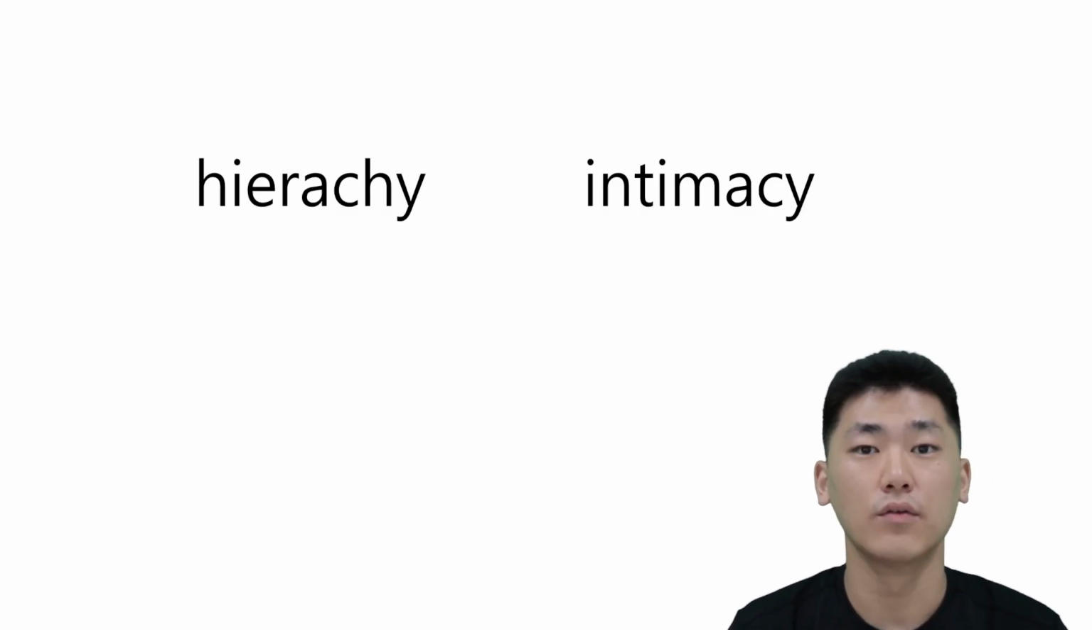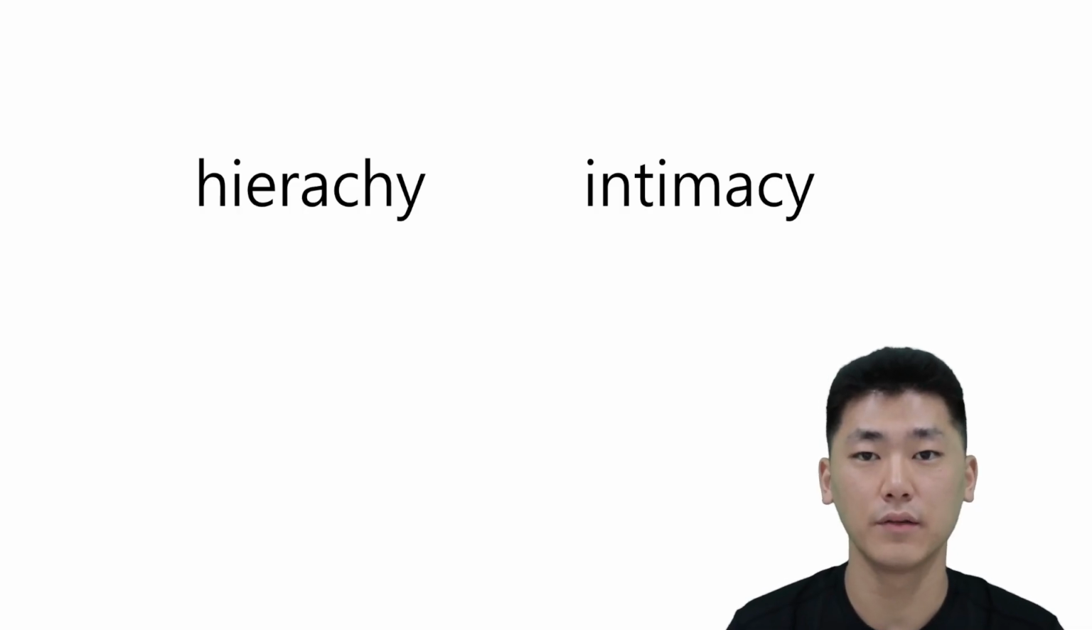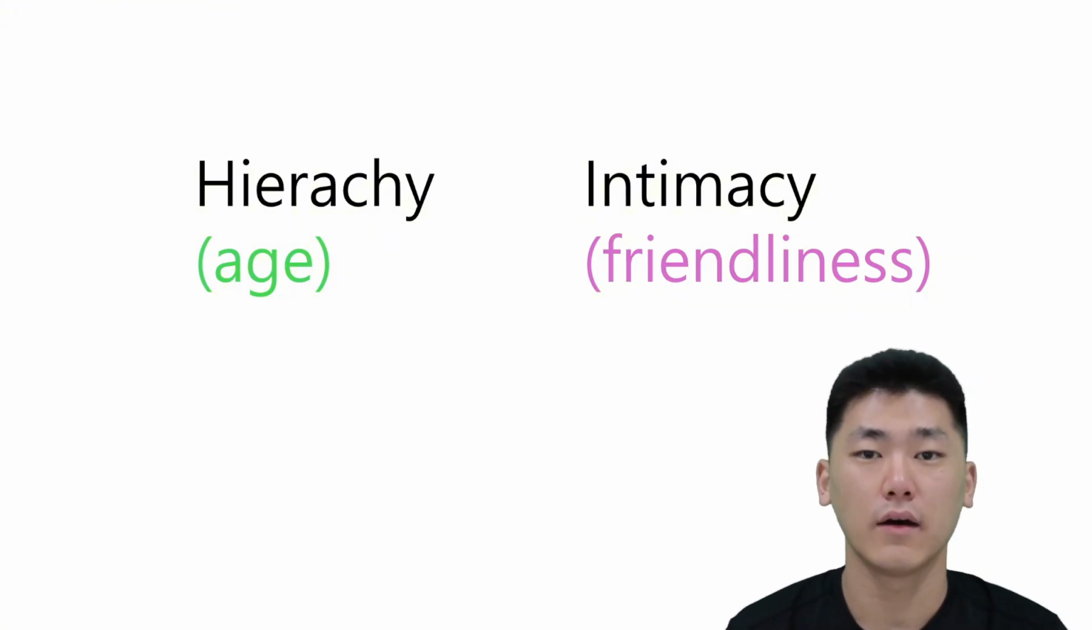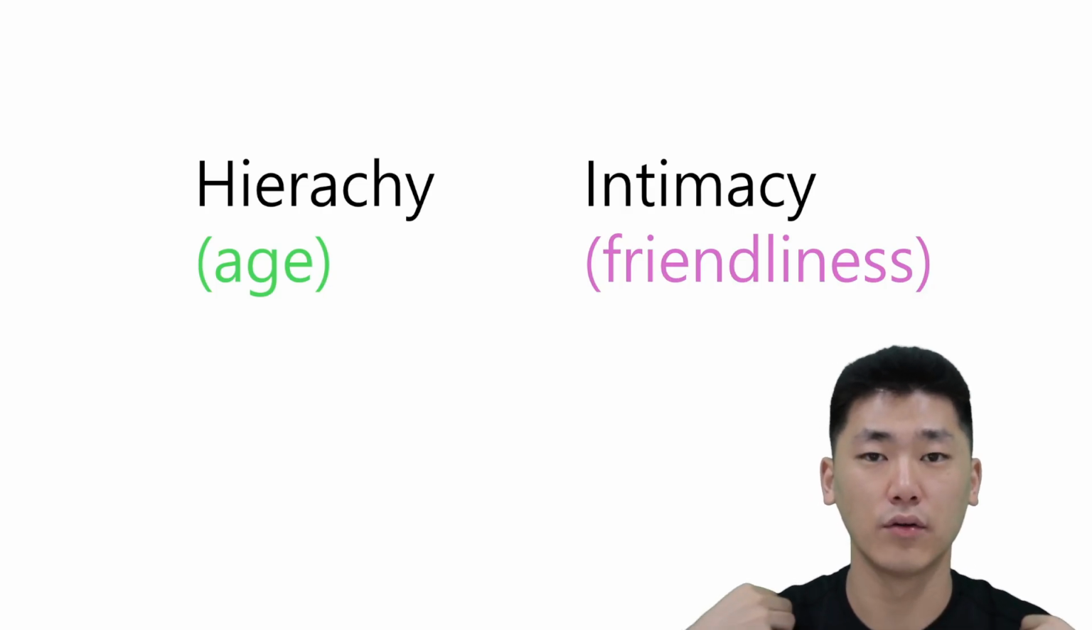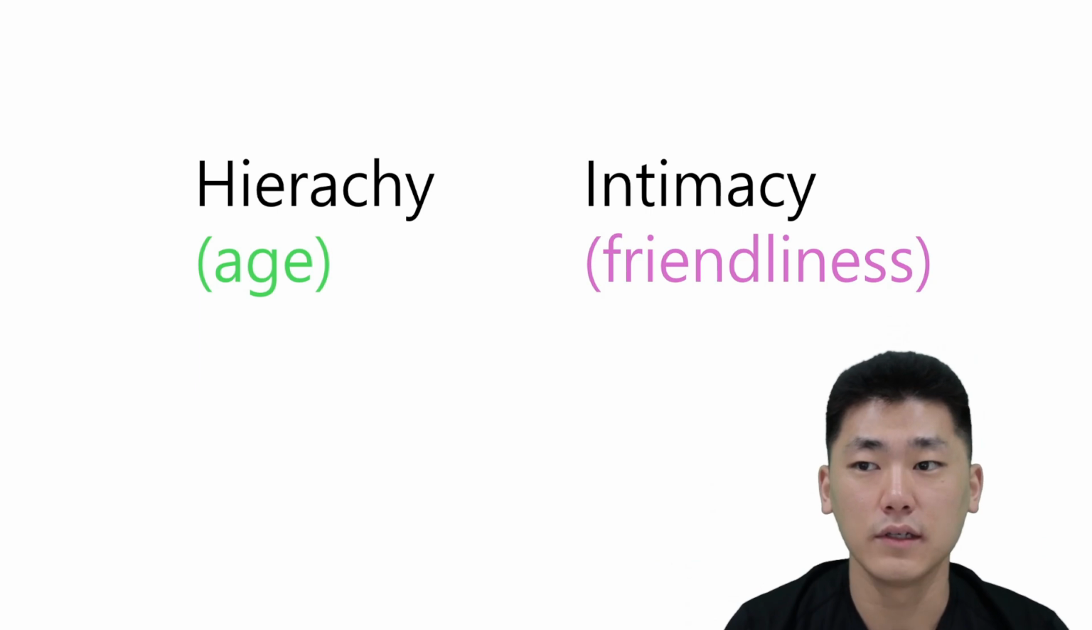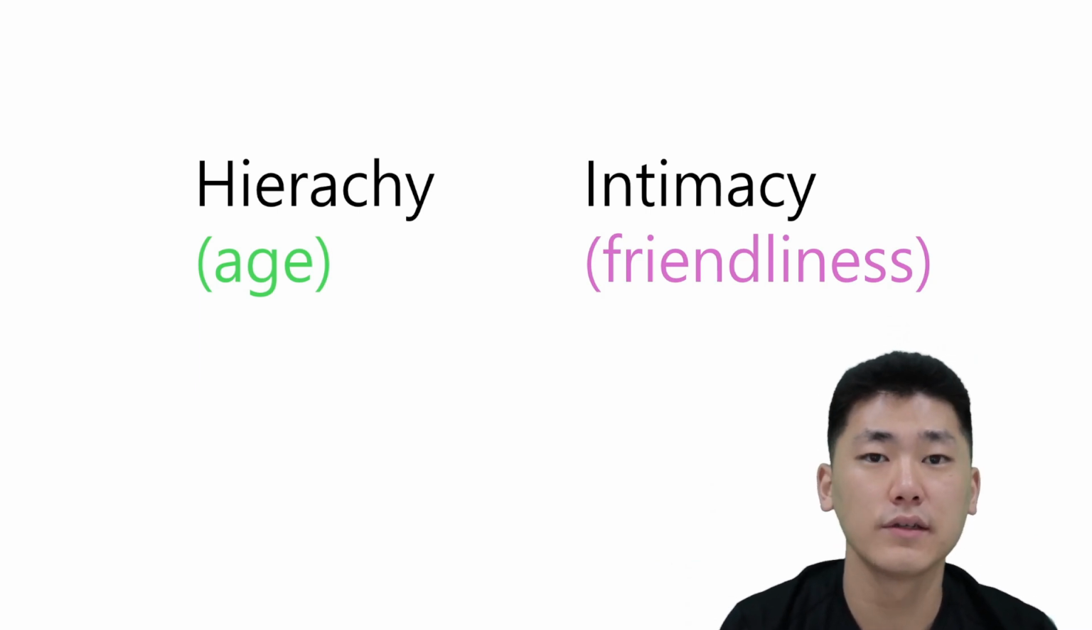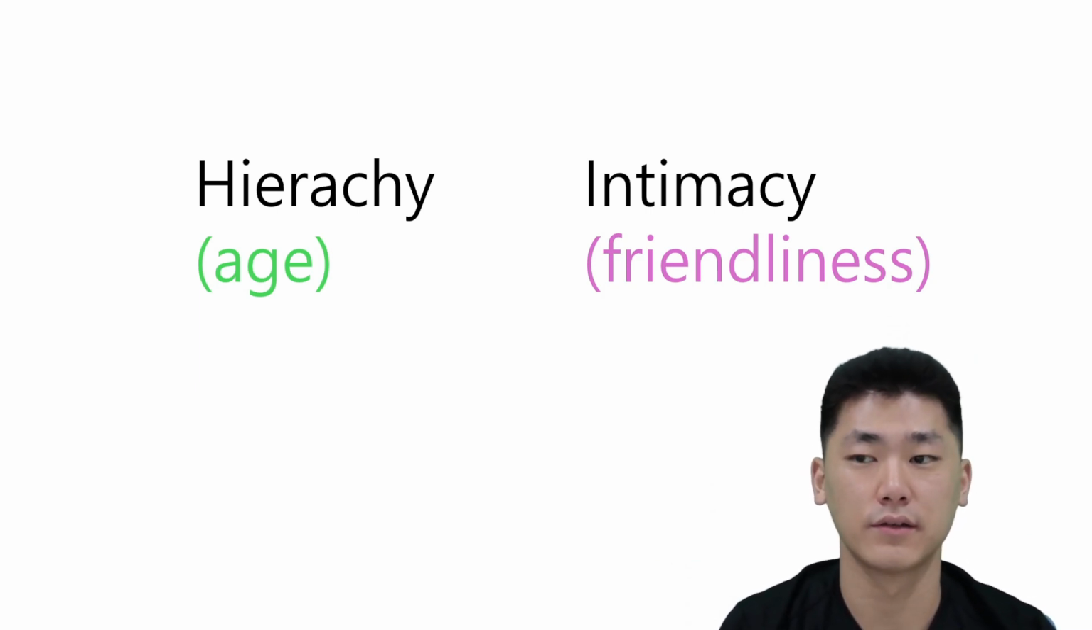Hello students, last time we talked about how to address people in close relationships, and today we will learn about how to address people who are not close enough. So let's get started. The way to address people in Korean varies by hierarchy and intimacy. Hierarchy in the Korean language is based on age, which is higher when you are older and lower when you are younger. And intimacy refers to the emotional distance between the speaker and the listener.